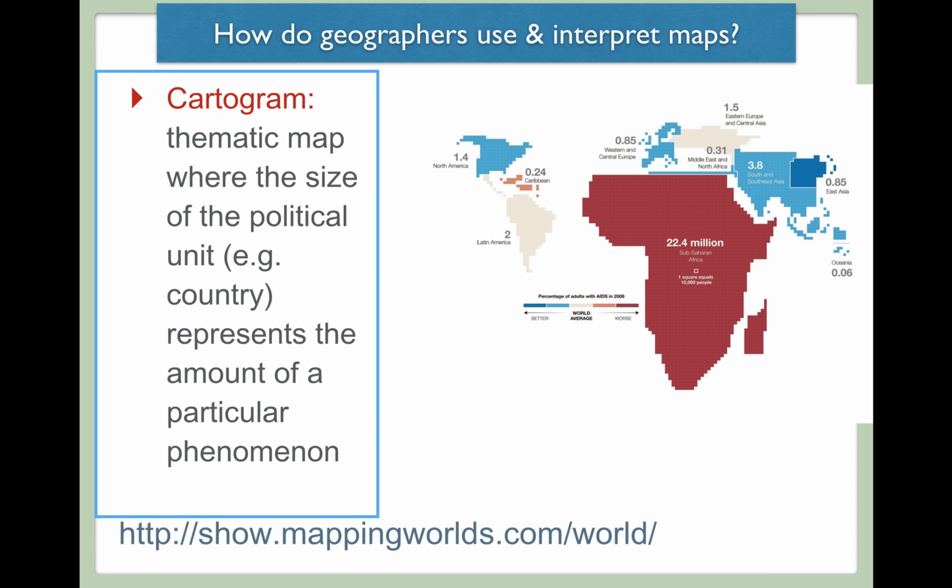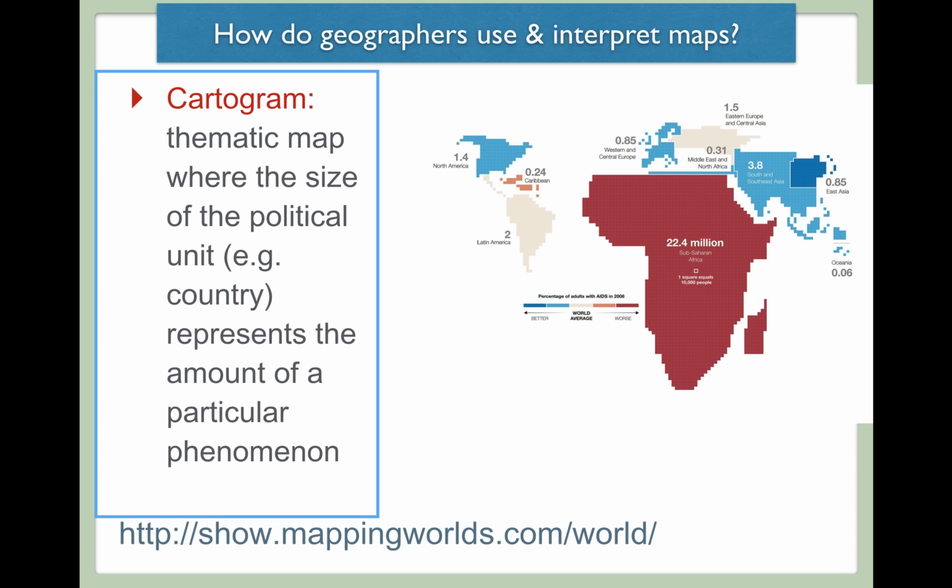The cartogram, you've seen this in my classroom. Cartograms are pretty cool. They are thematic maps where the size of the political unit, usually a country, represents the amount of a particular phenomenon. These are common ways to represent population changes because so many people have an inherent misconception that the size of a place would correspond to more people, when that's far from the case. So let's look at this particular one.